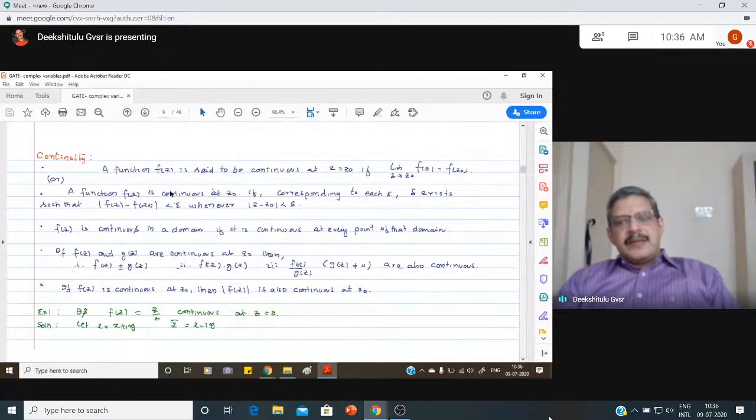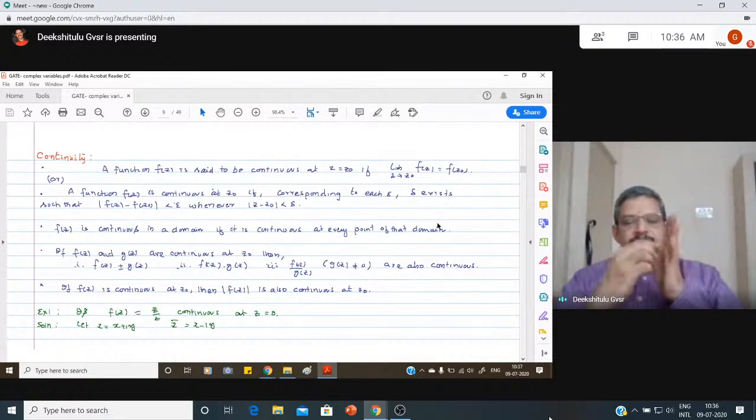Or a function f of z, more rigorously in mathematical terms: a function f of z is continuous at z naught if corresponding to each epsilon there exists a delta such that modulus of f of z minus f of z naught is less than epsilon whenever mod z minus z naught is less than delta. So f of z is continuous in a domain if it is continuous at every point of the domain. Say for example, if you take a domain like this, at every point if it is continuous, we say it is continuous over the domain.